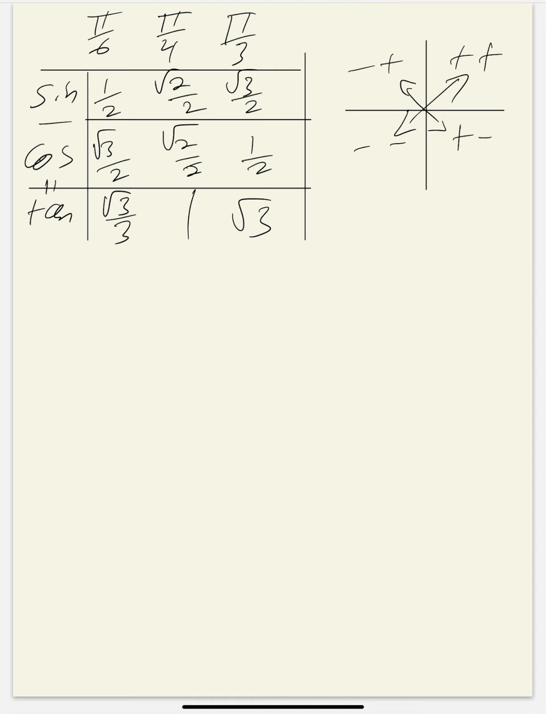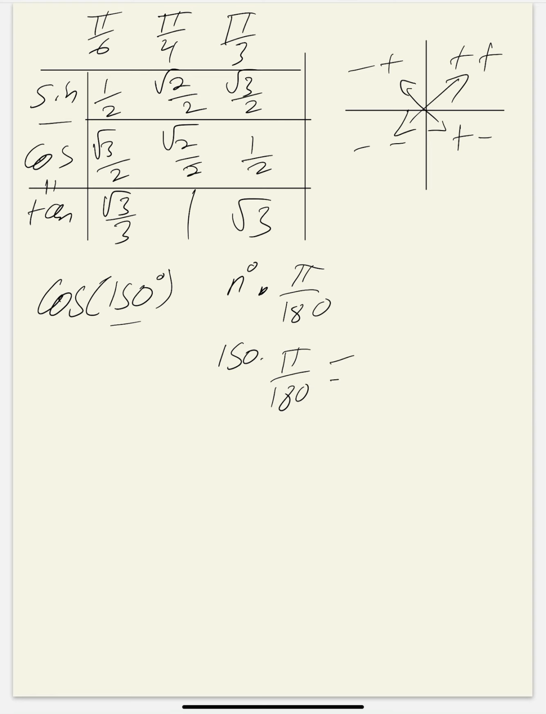For some examples, let's just start with cosine of 150. First, we need to take 150 and make it into radians, and to do that, you just multiply some number n of degrees by pi over 180. In this case, n equals 150, so it'll be 150 times pi over 180, which after reducing, you should get 5 pi over 6.